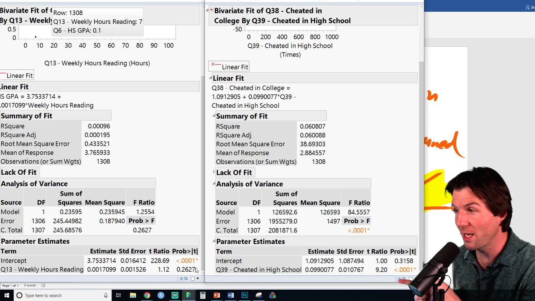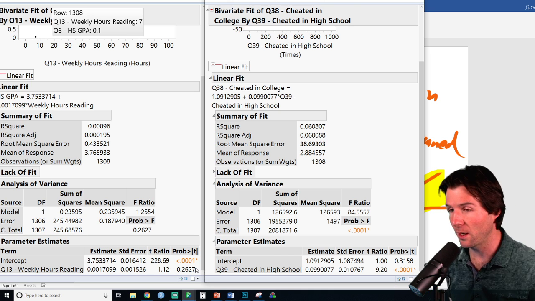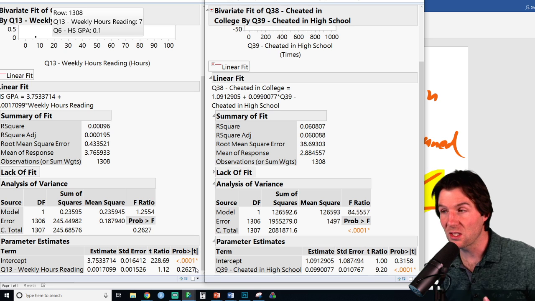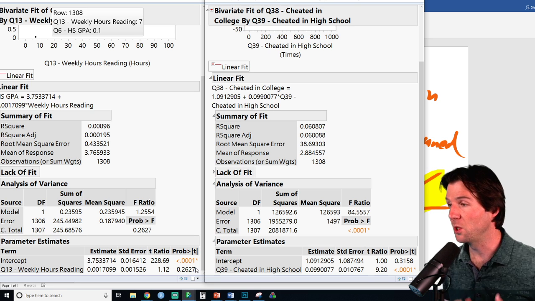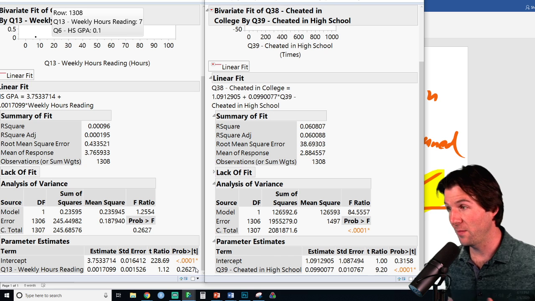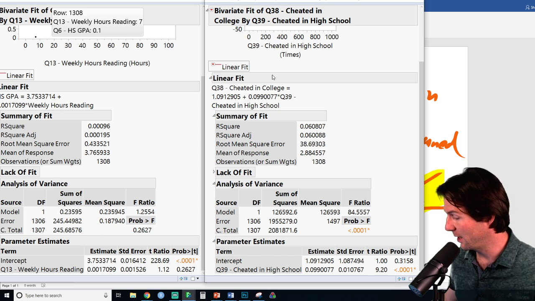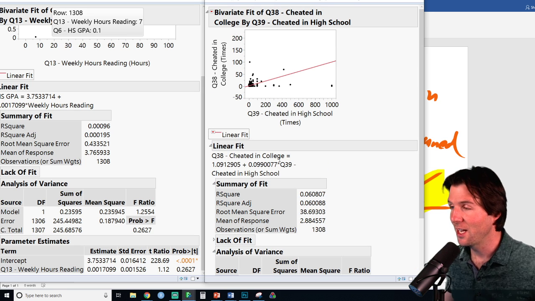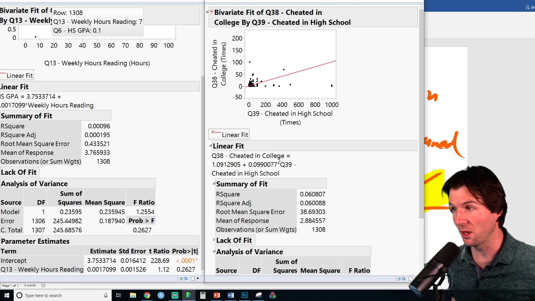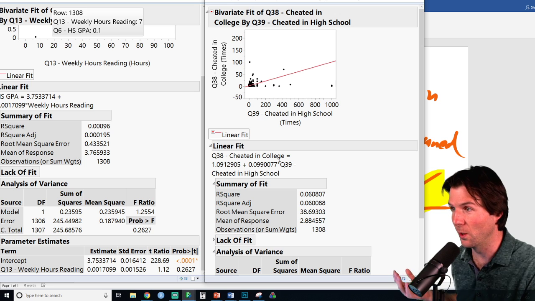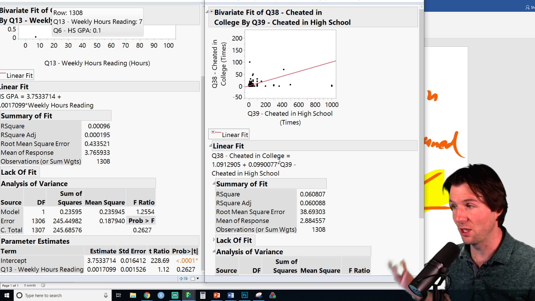But this p-value right here that I'm pointing at, this 0.0001 next to my fingers, is a significant p-value, which means that we see a statistically significant relationship between how much someone cheated in high school and they cheated in college. That means that what we're seeing with this line is not due to random chance. And it does seem that there is an association that the more someone cheated in high school, the more likely they are to cheat in college.